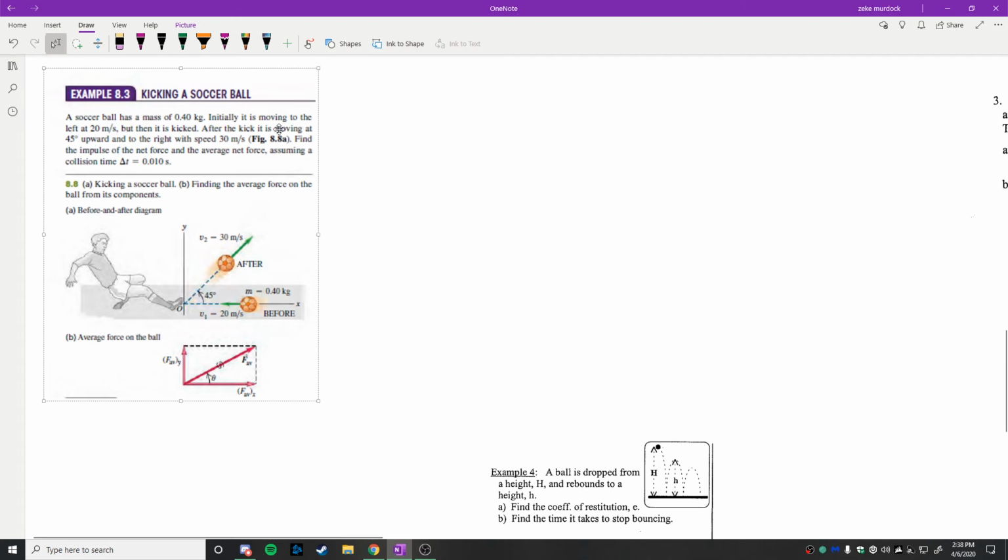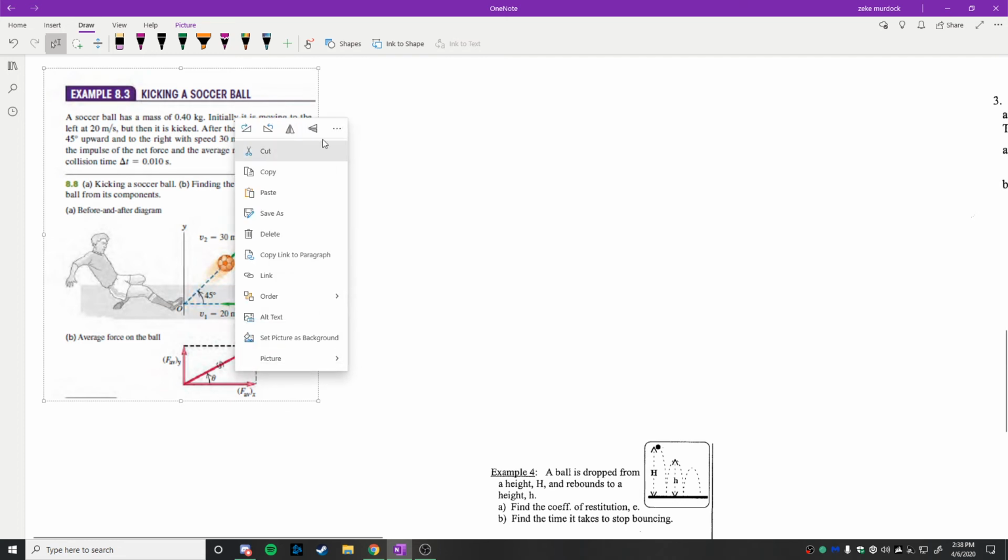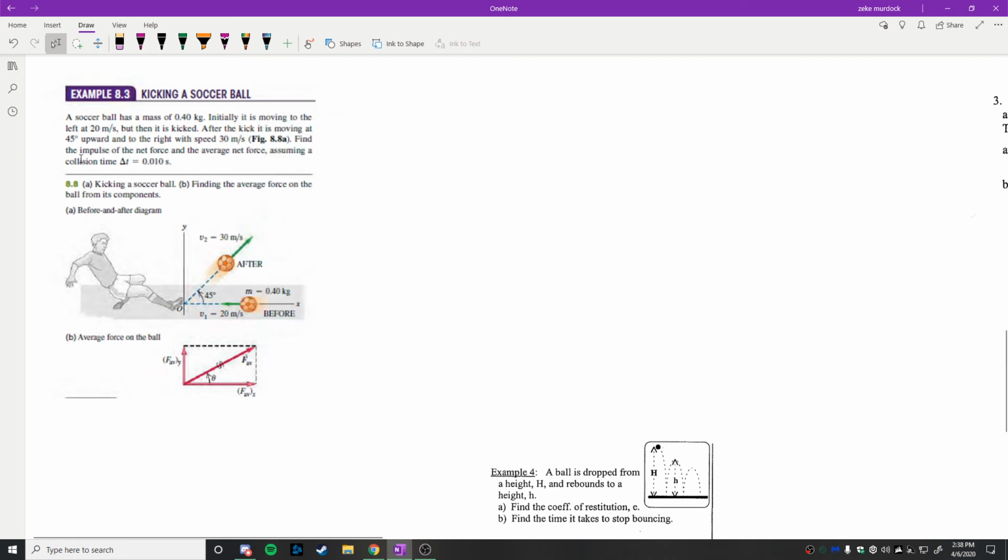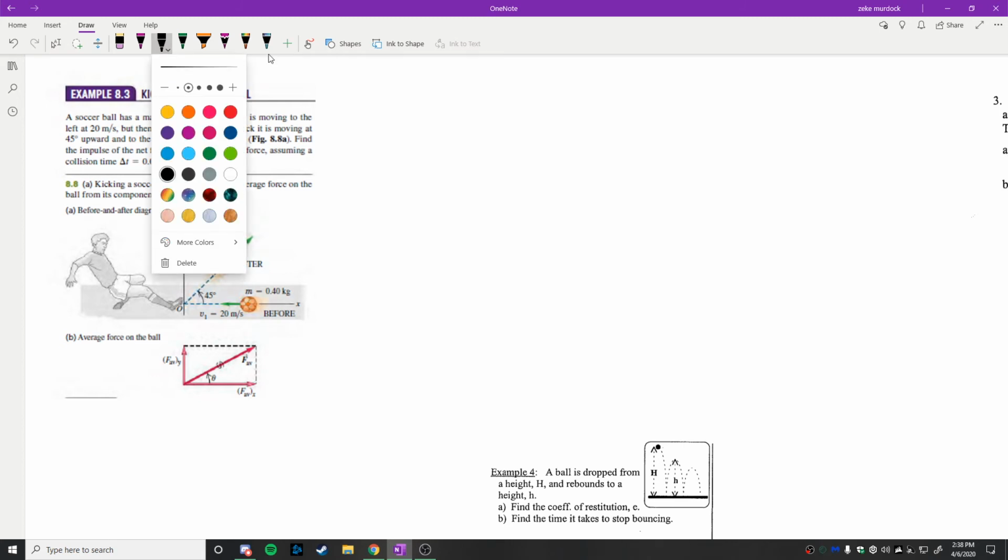After the kick, initially it's moving to the left at 20 meters per second, but then it is kicked. After the kick, it's moving 45 degrees upward and to the right with a speed of 30 meters per second. We want to find the impulse of the net force and the average net force, assuming that the collision time is, again, 0.01 seconds. Okay, so let's write down all of our information.